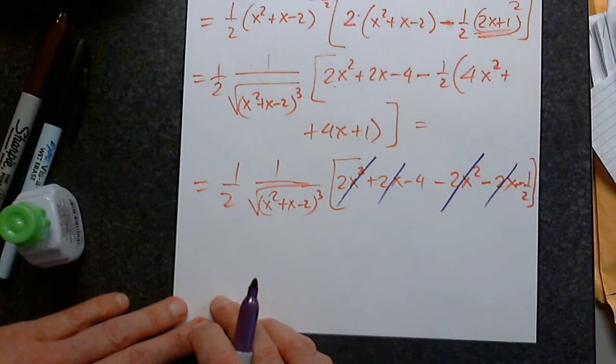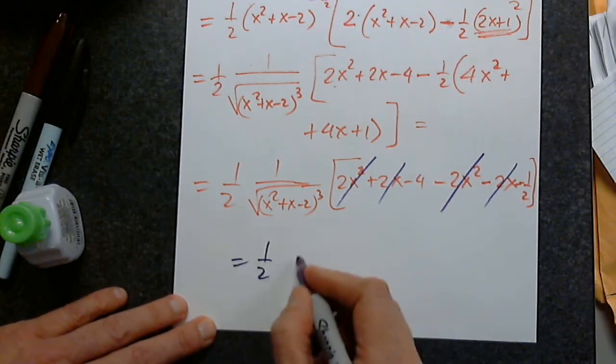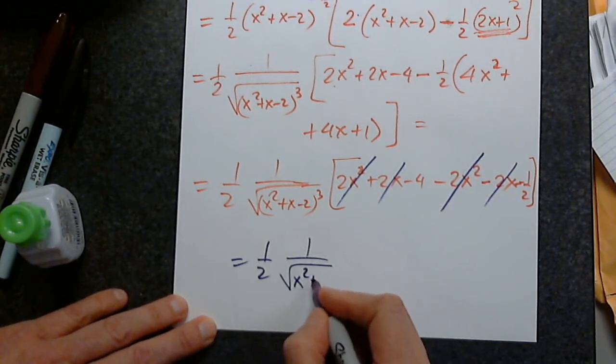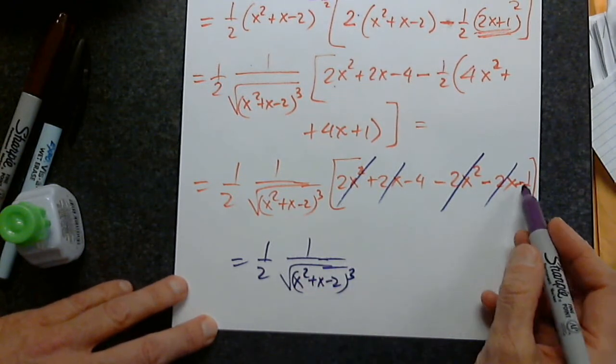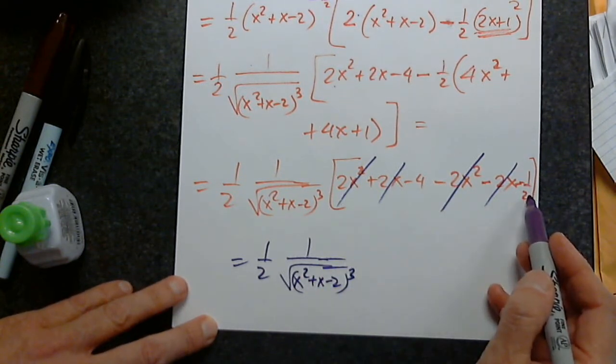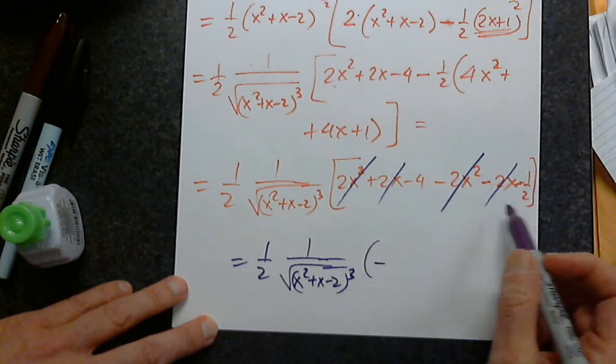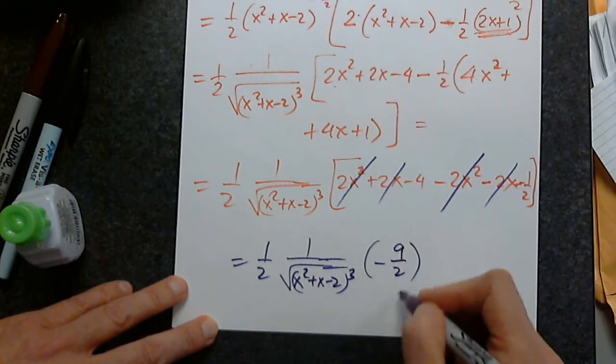That there is no inflection point. It's just never going to be 0. So that's what I'm saying. So this is negative 4 and minus 1/2. So this is multiplied by what? 9/2. Correct.